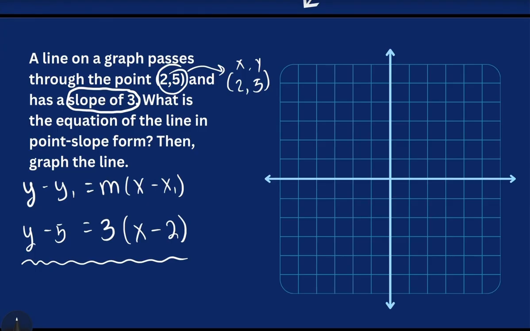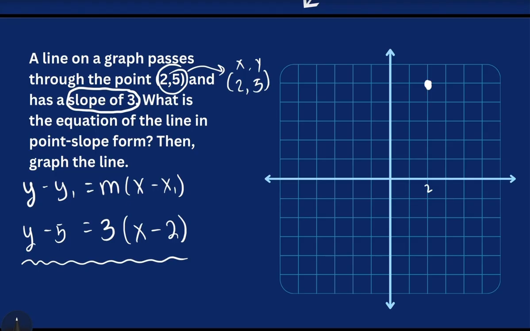But now they want us to graph the line. Well, since we know what the equation looks like now, remember that this is just a description of what our line looks like. So we just need to decipher it. Well, we know that a point on the graph is (2, 5). So I could plot (2, 5), which is 1, 2 over here, and then 1, 2, 3, 4, 5 up here. And my slope is 3.